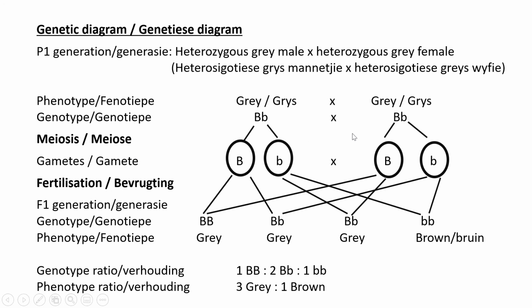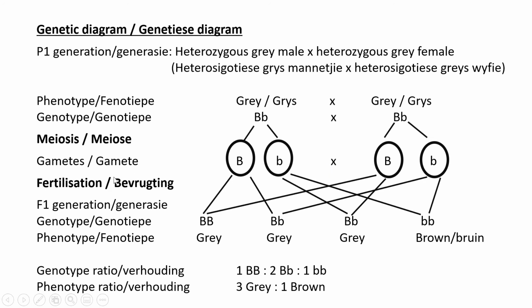Meiosis happens. So meaning this allele will split into its own gamete, and this allele will split into its own gamete. Same thing for this individual. So here these circles represent the gametes, but this is still from your male. This one is from your female. So you have to show the cross. So you have to show the X.